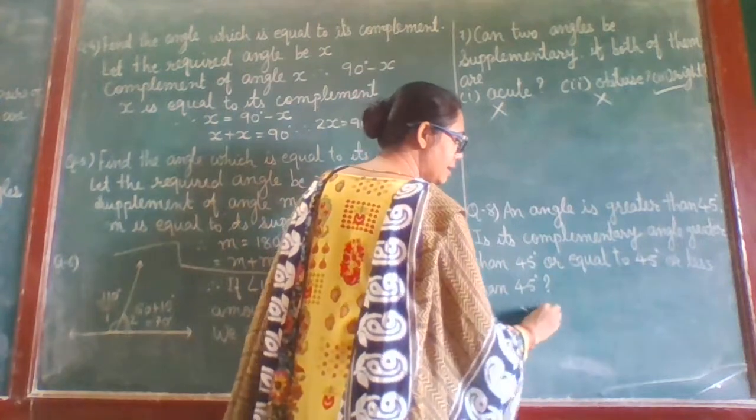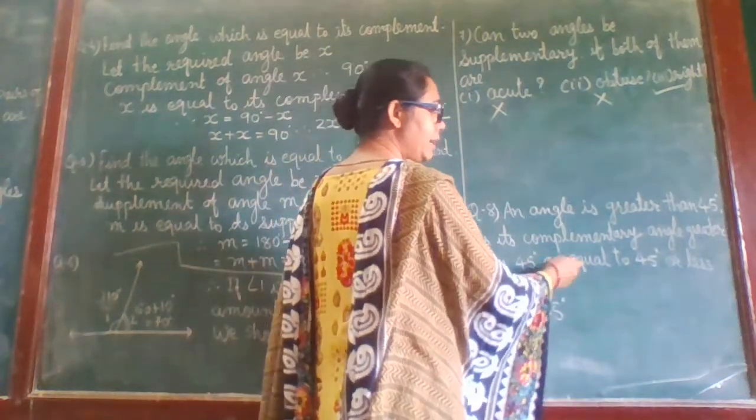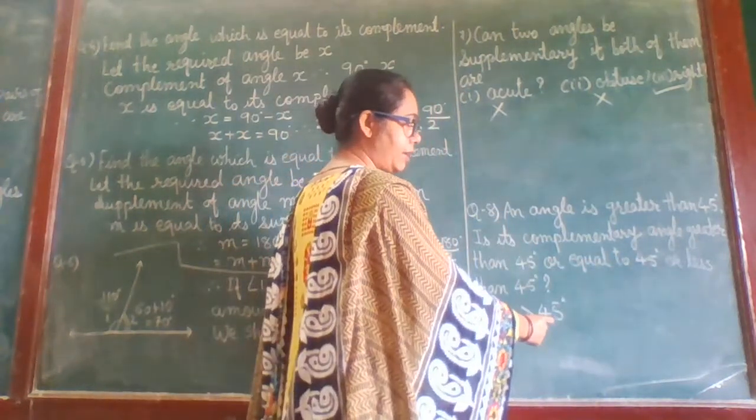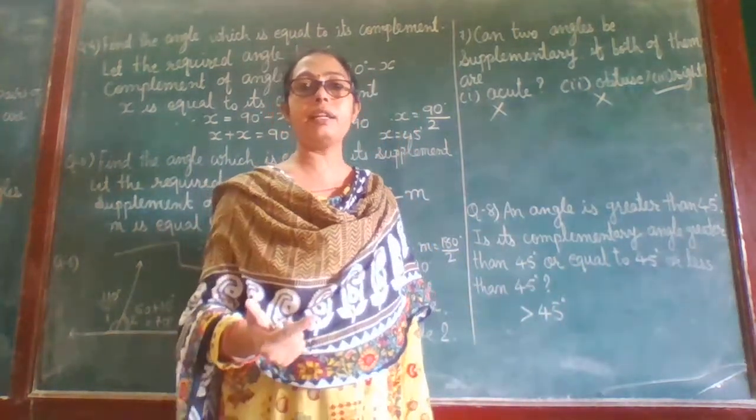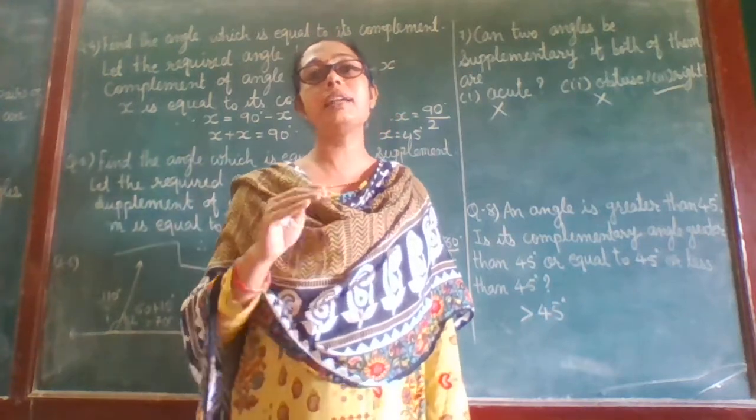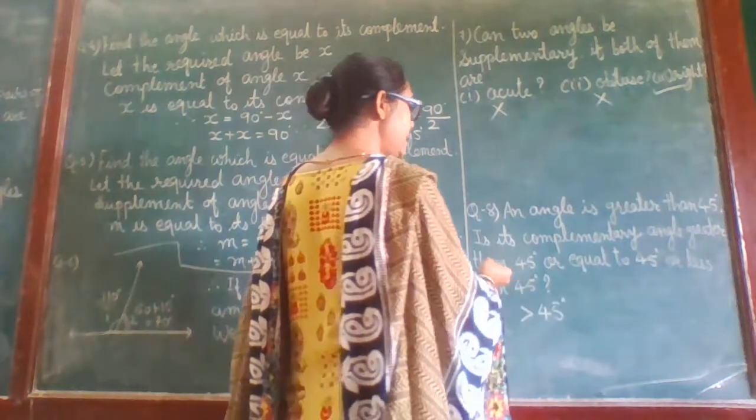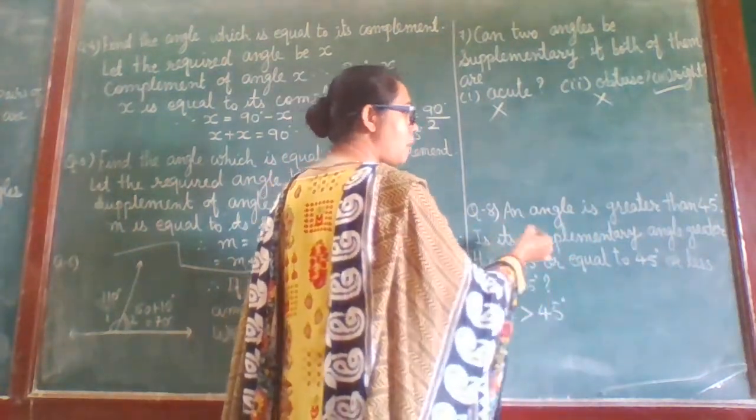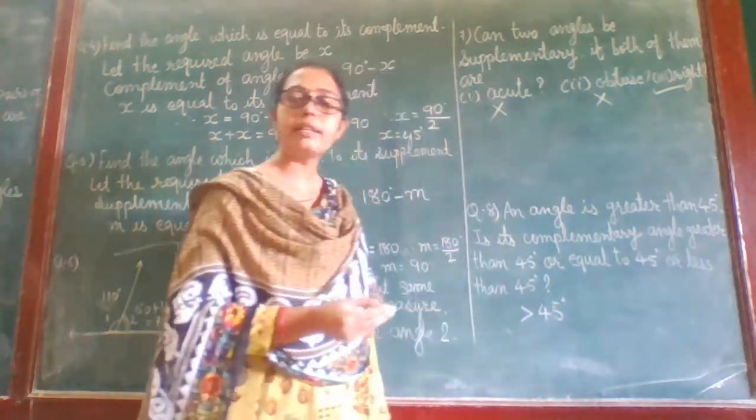Now, one angle is greater than 45 degree. Suppose its complement is equal to 45 degree. It is greater than 45 degree and its complement we take 45 degree and we add them. Their sum is greater than 90 degree. So we can say that if an angle is greater than 45 degree, its complement is not equal to 45 degree.